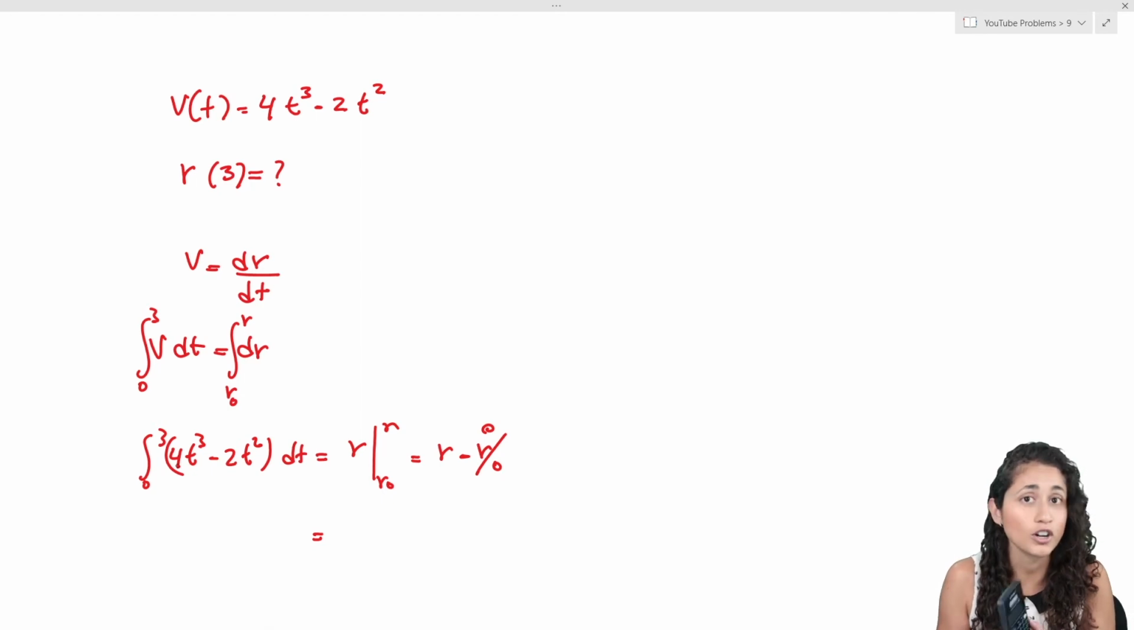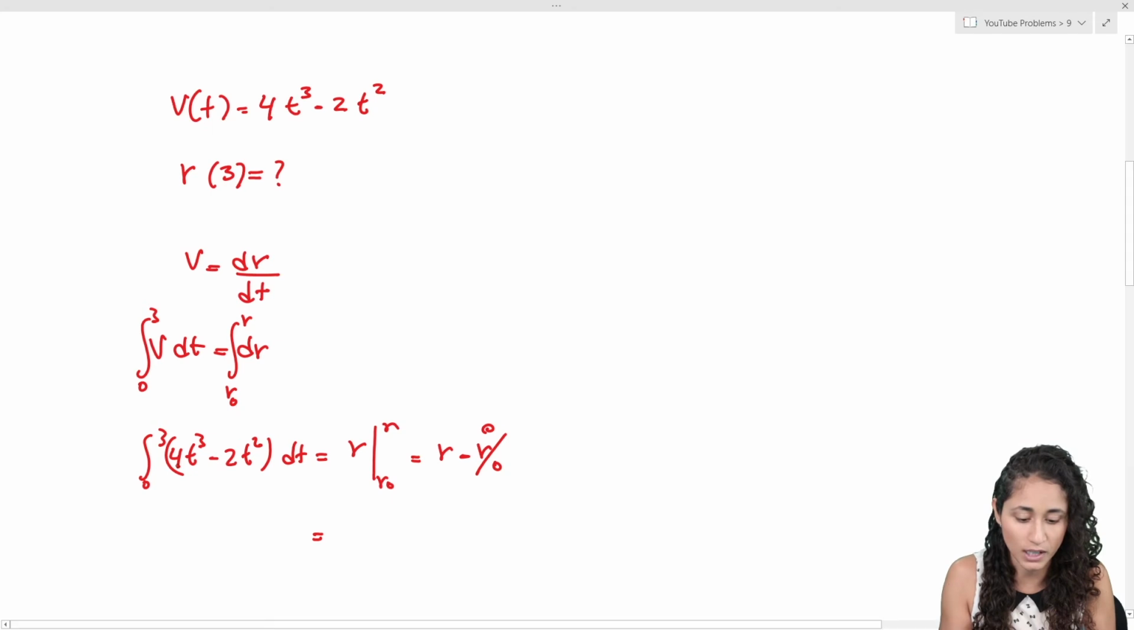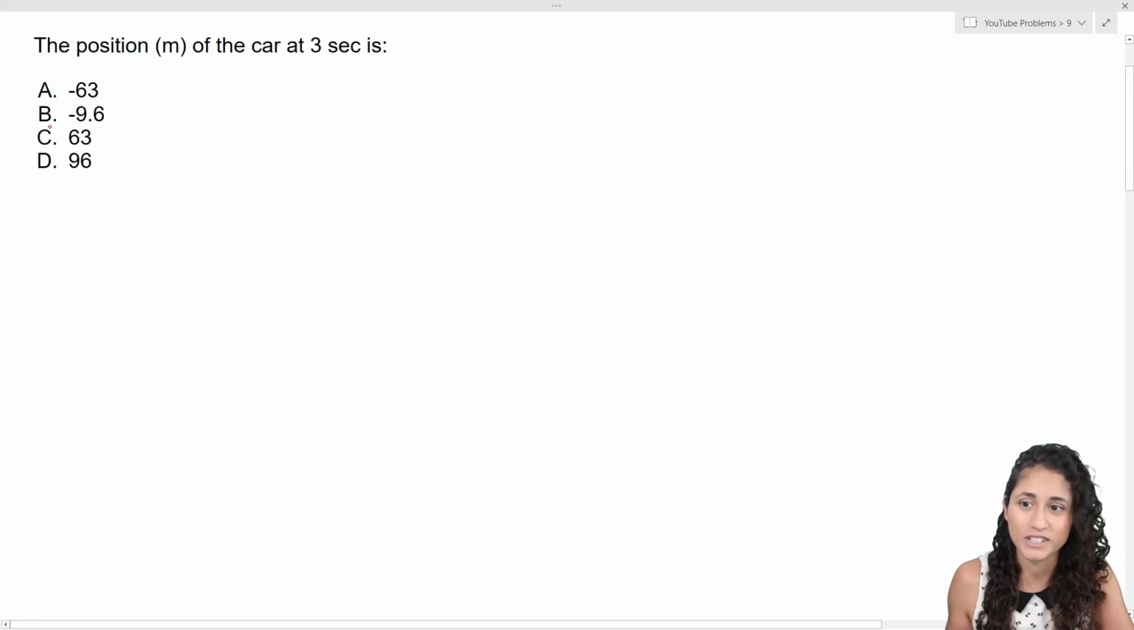So if you are using the TI-36X Pro, to plug in this integral in your calculator, all you need to do is hit second and then the e exponential, and then you're going to see the integral there, and then you can enter the 0 to 3, and then you can also enter the function. Now if you do that, you're going to get 63 meters. So this is going to be the position of the car at 3 seconds. Now if we take a look at the multiple choice, the answer is going to be C.